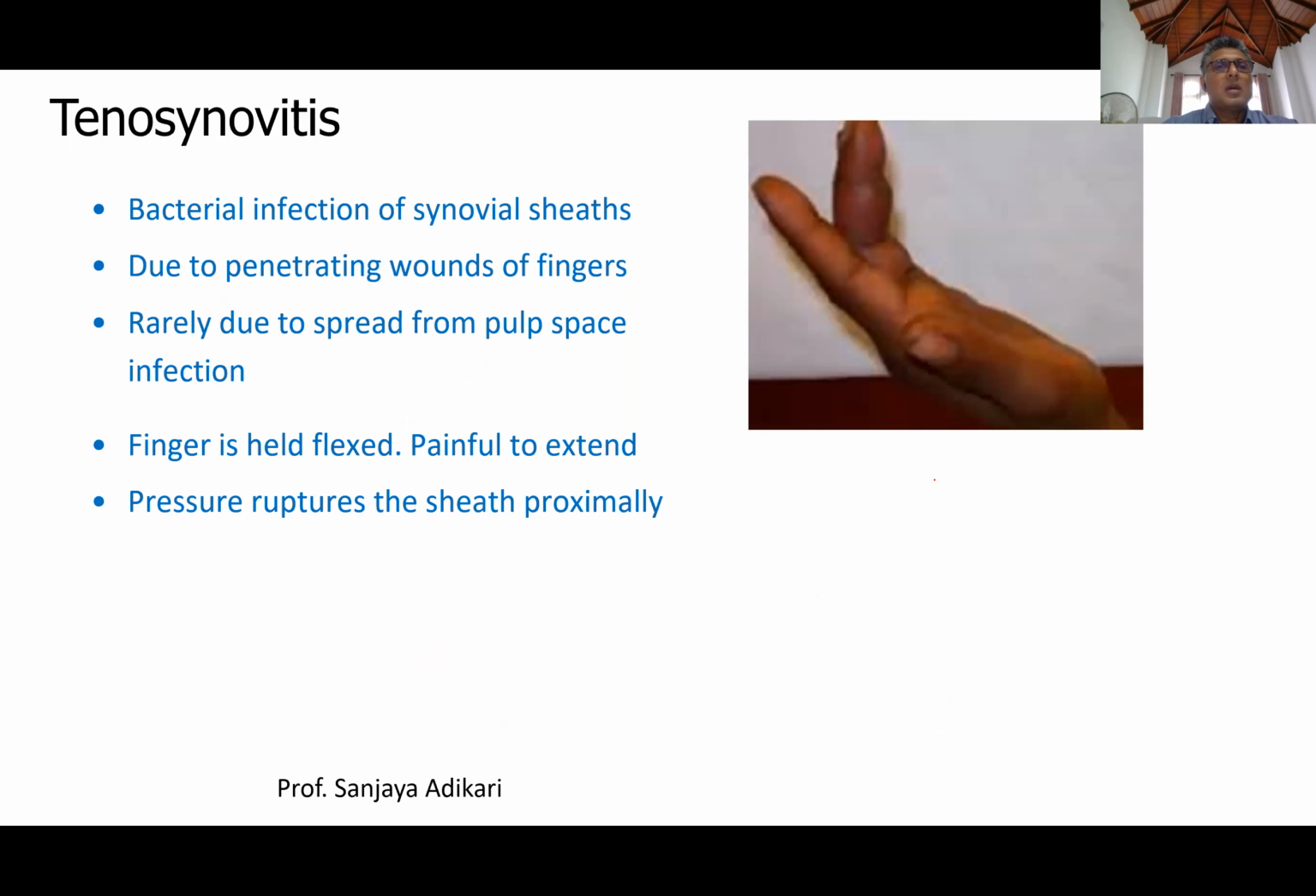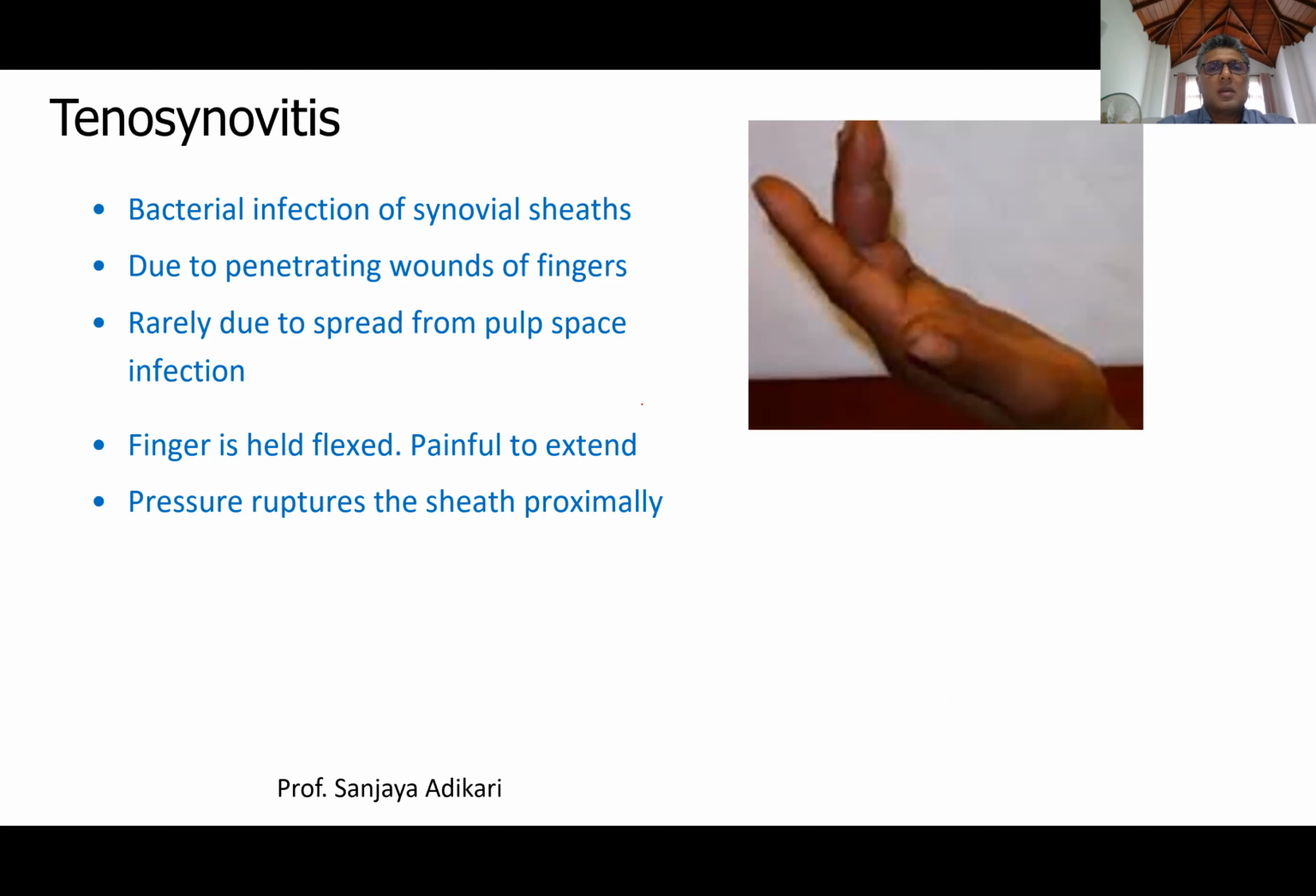Then a few things about tenosynovitis. I will not read the whole slide, it will take a long time. The point I want to raise about tenosynovitis is that it's a bacterial infection of the synovial sheaths of the fingers, usually due to penetrating wounds rather than infections spreading from the pulp spaces. Pulp space infection is a different entity. It's usually direct penetration of the synovial sheaths that gives rise to tenosynovitis.